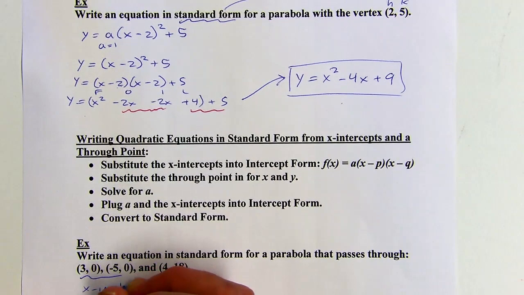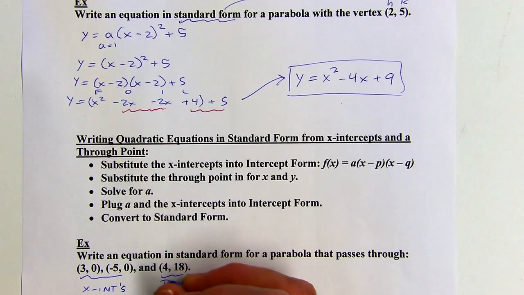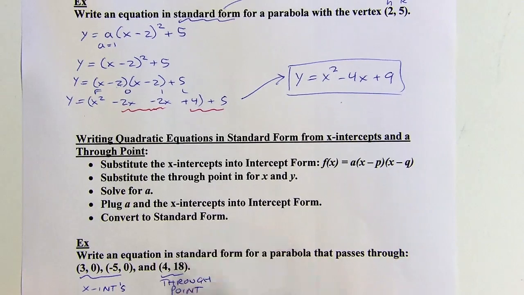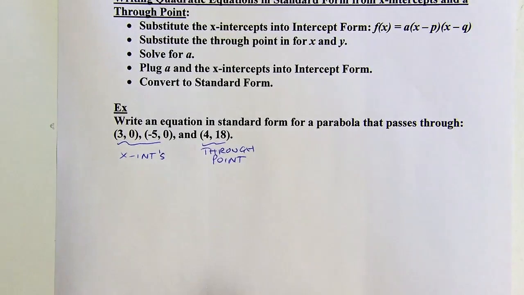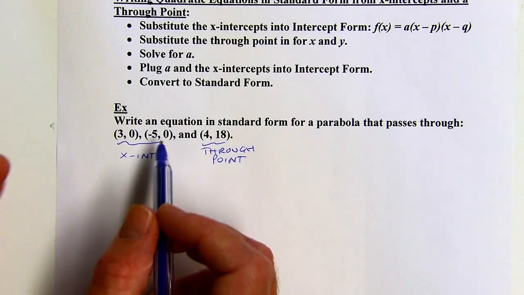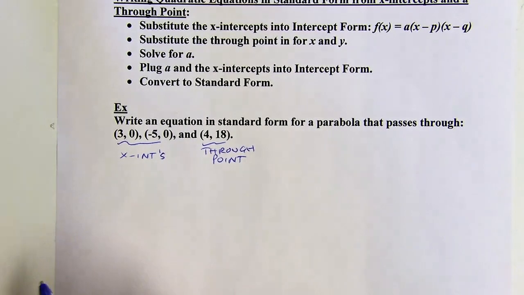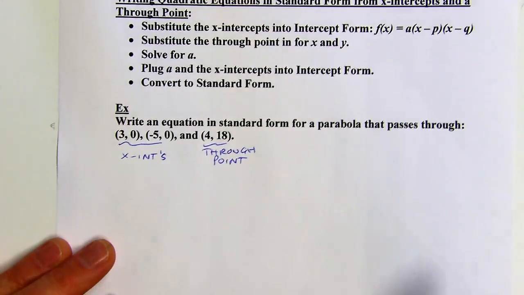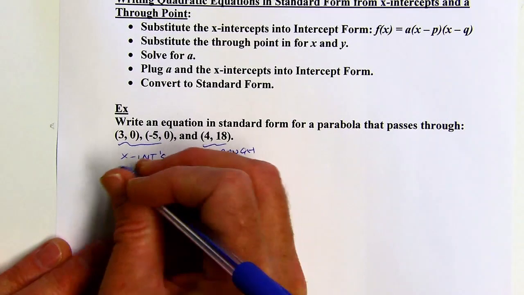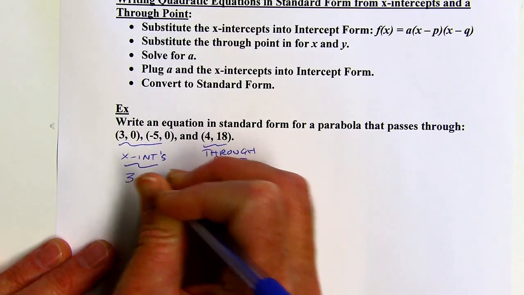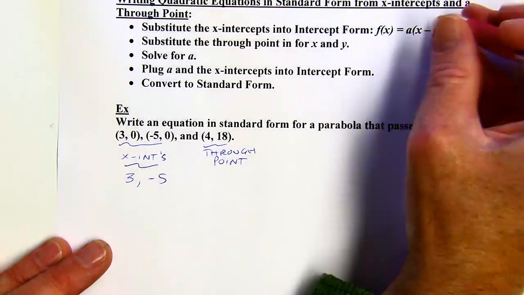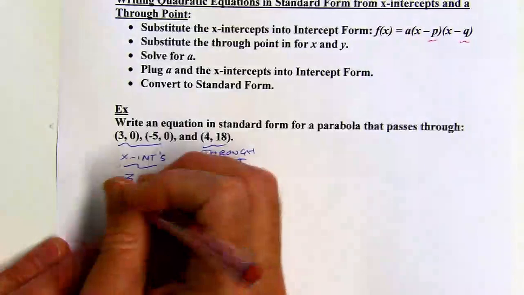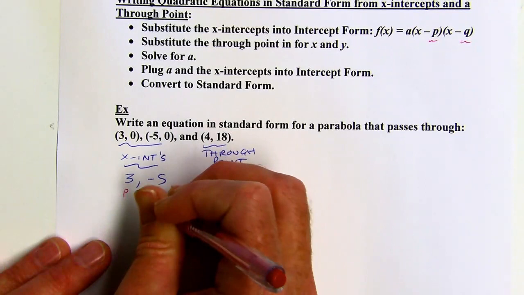And it's important to distinguish. That means this one's going to be the through point, just any random point that is on the parabola, that the parabola goes through. Okay. So when I talk about the x-intercepts, these are the coordinates, but you can also just refer to where they cross the x-axis. And the place these cross the x-axis would be at 3 and -5, right? So when we're using intercept form, these are the x-intercepts. So that means that this is going to be p and this is going to be q.